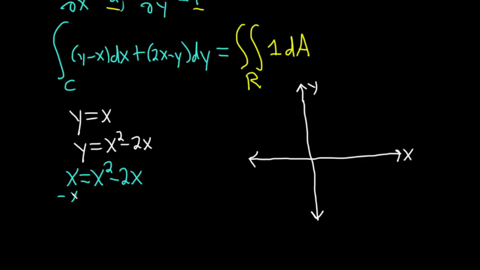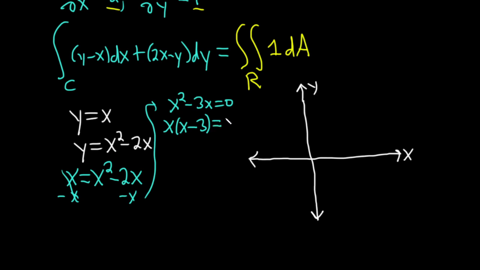So we'll set x equal to x squared minus 2x. Let's subtract x from both sides. That's going to give us x squared minus 3x equals 0. And then we can pull out an x: x times (x minus 3) equals 0. Very good. And then we get x equals 0, or x equals 3, right? x minus 3 equals 0, you just add the 3, no big deal.